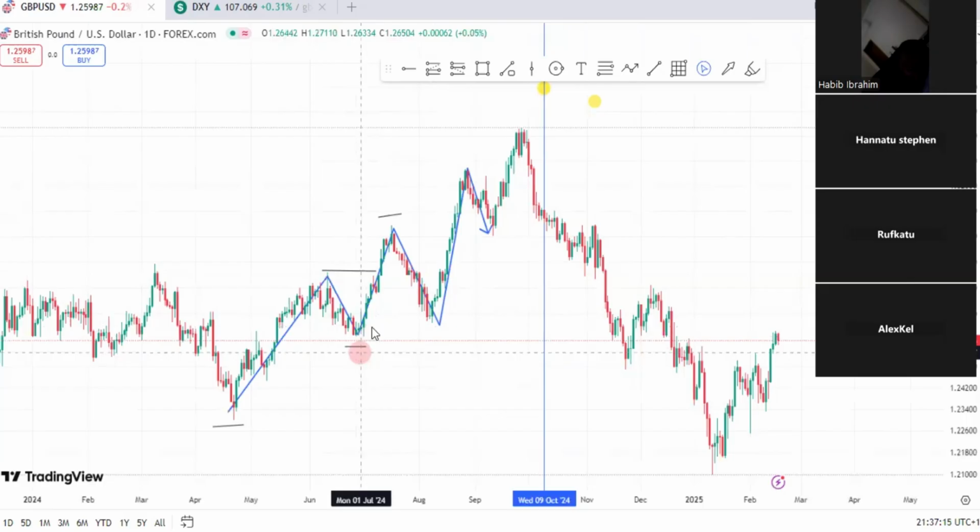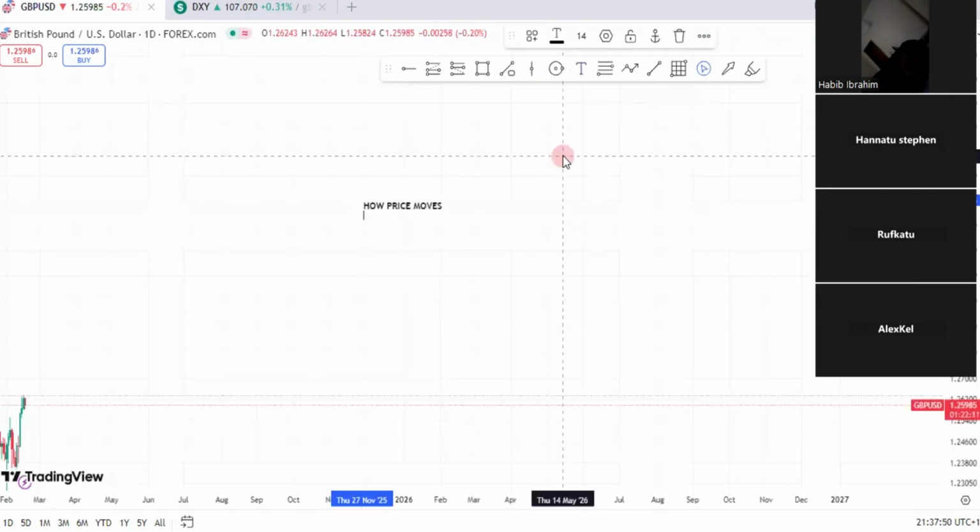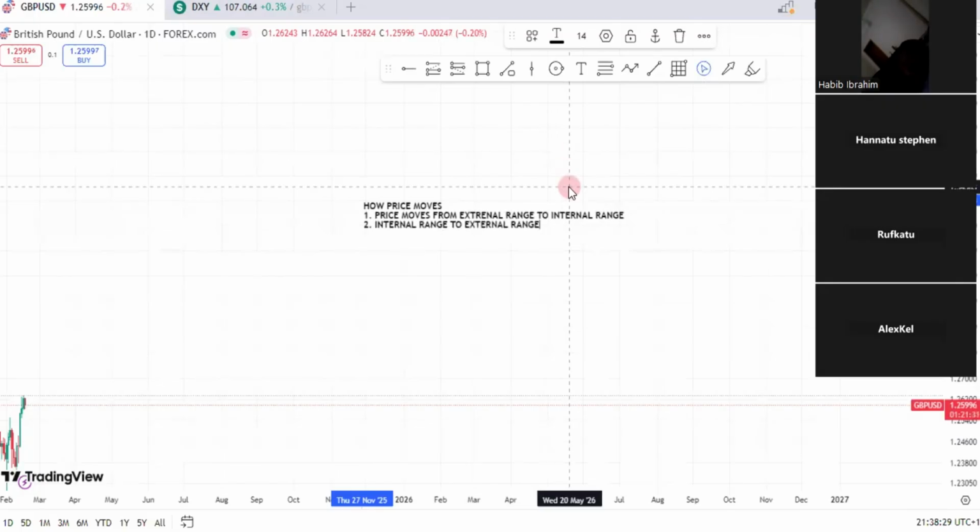But I want you guys to know that there's a reason why price is reversing from here, and there's a reason why price is reversing from here, and also from here. The reason is what we call the internal range liquidity. So let me write it down, the nature of how price moves. Number one, price moves from external range to internal range, and then it moves from internal range to external range. This is the only way price moves.